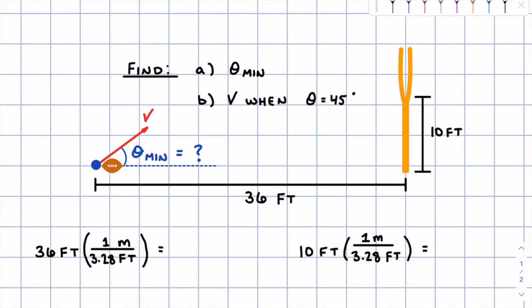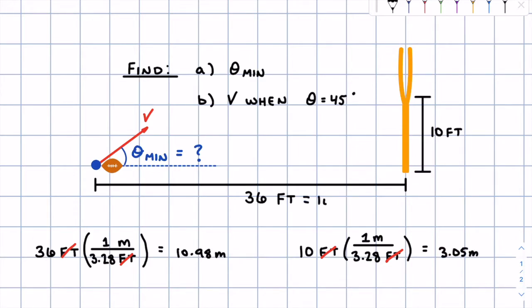So to get the problem started, if you've noticed, these units are in feet, and when we're doing kinematics for part B, it's important that we have these measurements in meters because our acceleration in the y direction is in terms of meters per second squared. And so I went ahead and wrote down the conversions for these feet to meters, and the feet is going to cancel with the feet there and leave us with meters. This right here is going to give us 10.98 meters, and this one to the right is going to give us 3.05 meters.